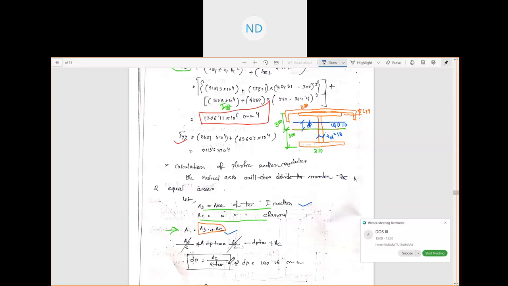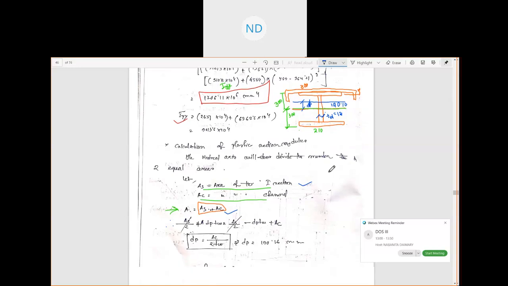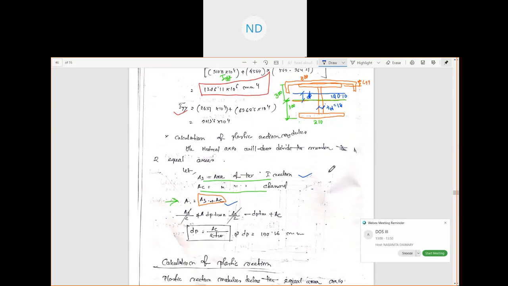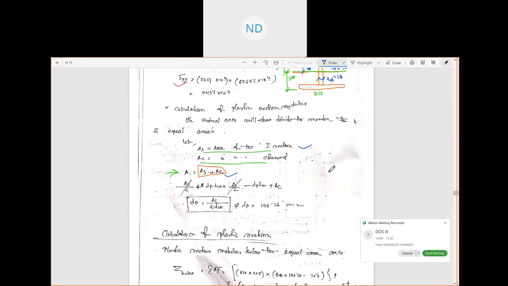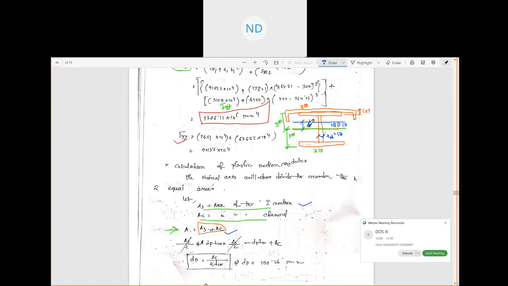Okay, so from here we can get the value DP, that is 190.10. Once we get this DP, the thickness of this area above and below is equal. Then we can find out the plastic section modulus, below the equal area ratio, where AS and AC are equal.